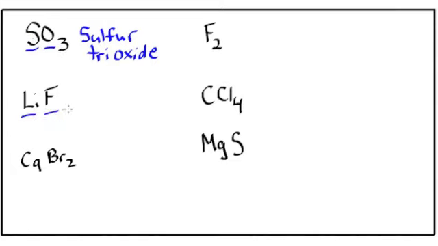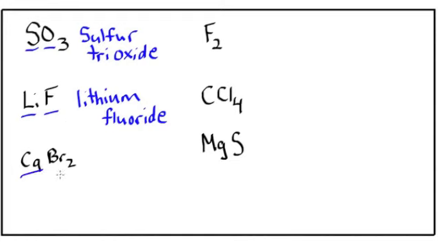Lithium is a metal, fluorine is a nonmetal, so that's ionic. So we just write the name of the metal followed by the name of the nonmetal, but we change the ending to IDE. We do not have to say mono because this is ionic. Ionic, we never use mono, di, tri.